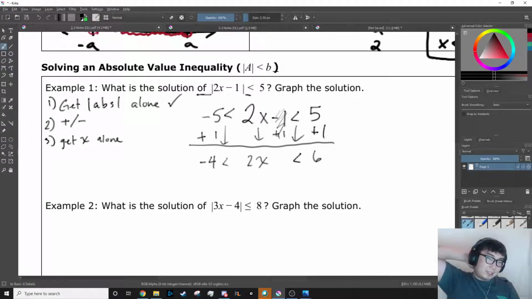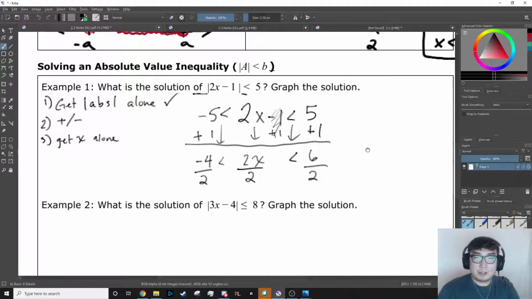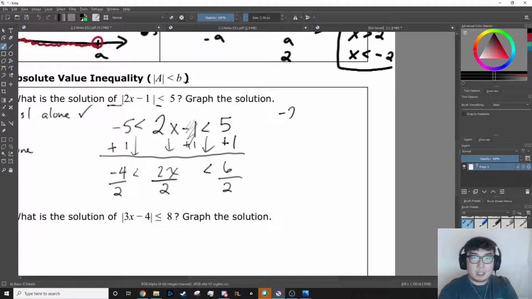So that rule applies to everything: if I do an operation in the middle, I have to do it to both the left and the right side. So if I have to divide by 2 here, I have to divide by 2 on both my left and my right side of the inequalities. I ran out of space here, so it will be negative 2 is less than x is less than 3. Nice. And this is the final answer because x is alone.